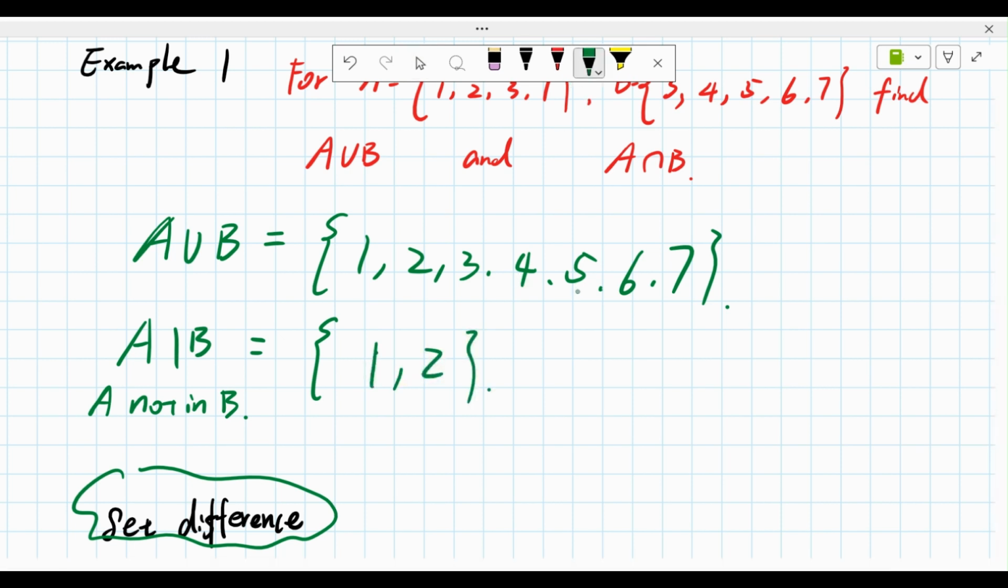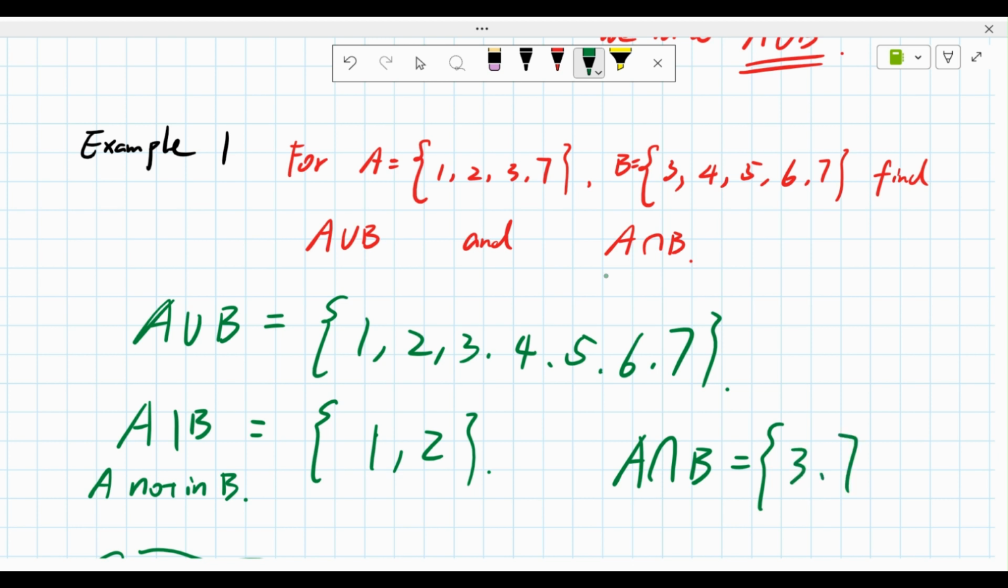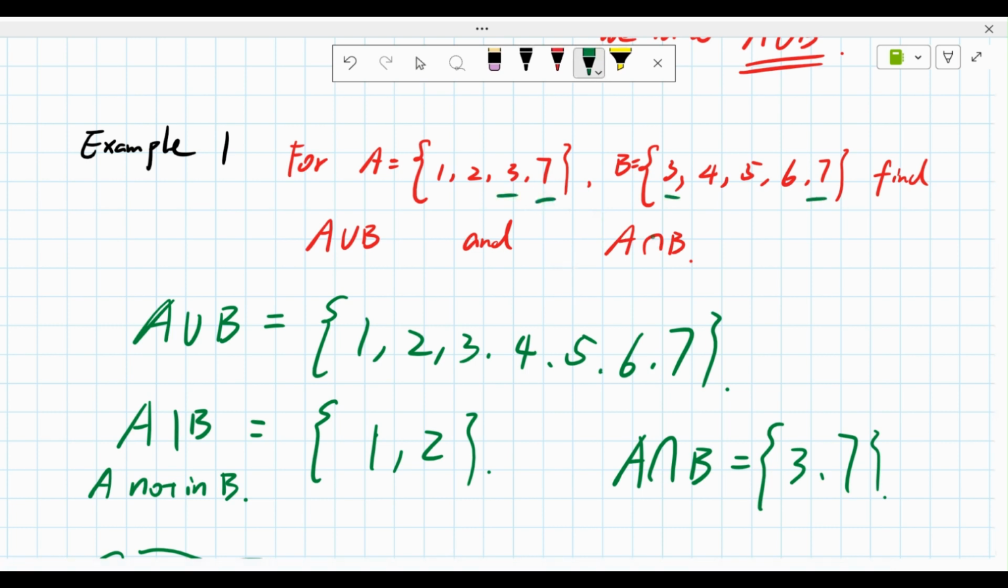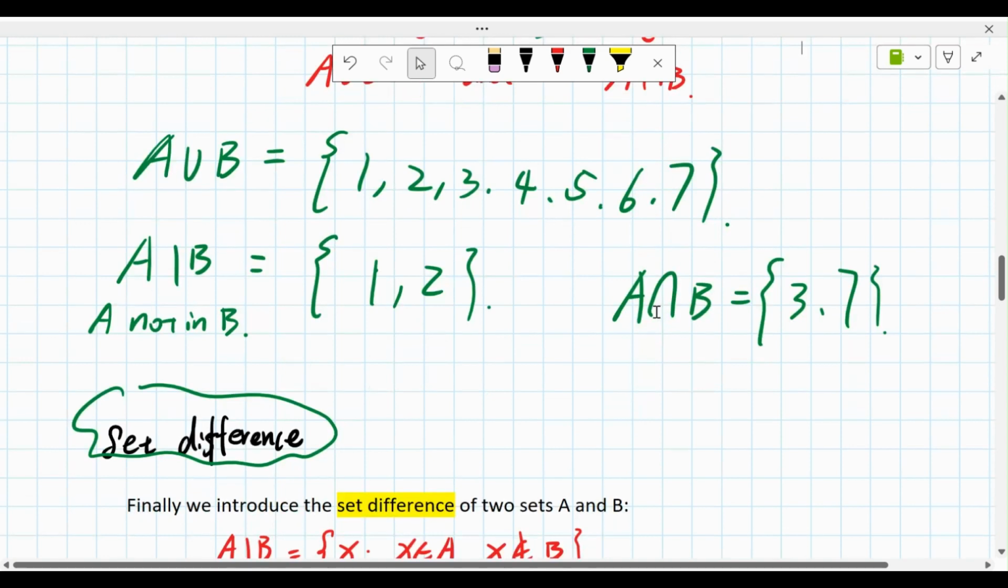Yeah, and if I say union, A union B, that actually equals 3 and 7. That's pretty good. So together we have both the same numbers, and you can highlight it or circle it. That's all up to you guys.